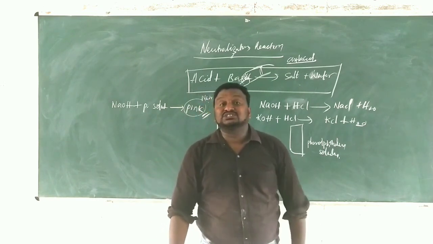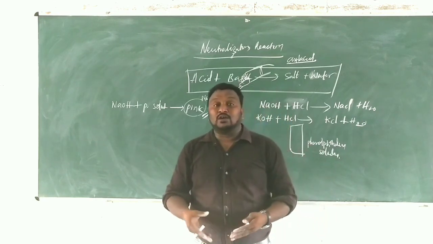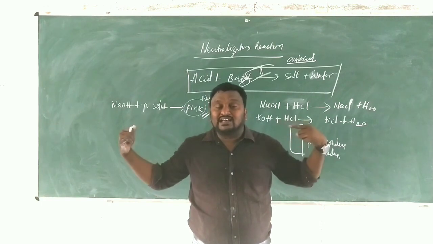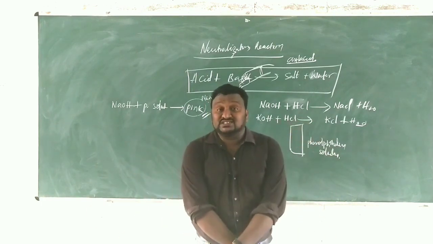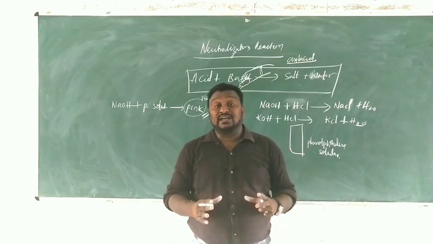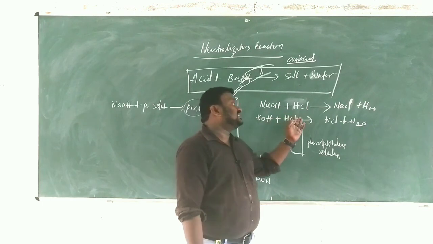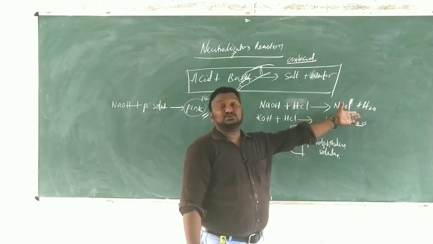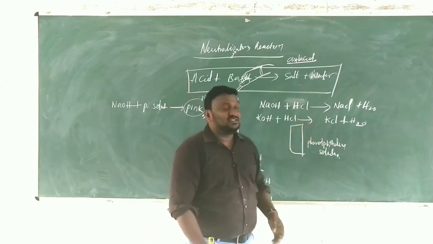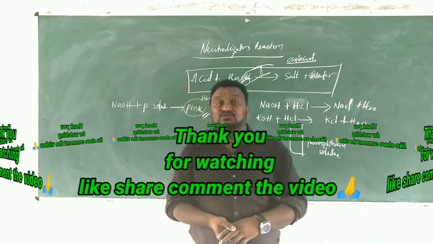So children, this is about the neutralization reaction. I hope all of you understand. From this activity, simply when acid reacts with base, we get salt and water. This is known as neutralization reaction. Examples: NaOH plus HCl gives NaCl plus H2O, and KOH plus HCl gives KCl plus H2O. So I hope you understand this topic.